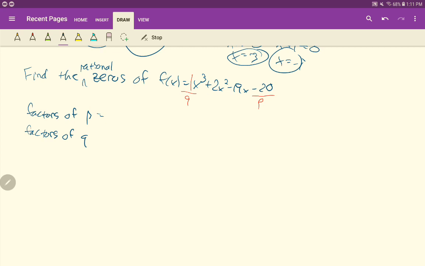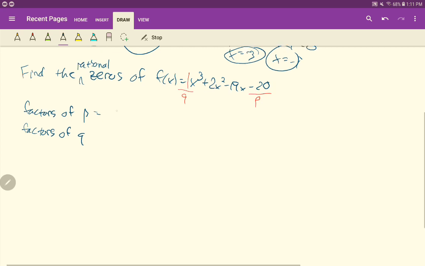Okay, so hopefully you did that, and you thought of some numbers. You might have thought of, like, 1 divides 20.